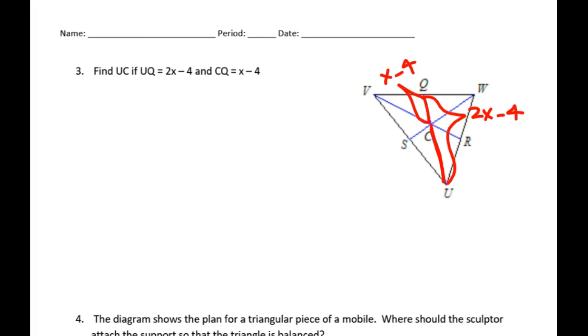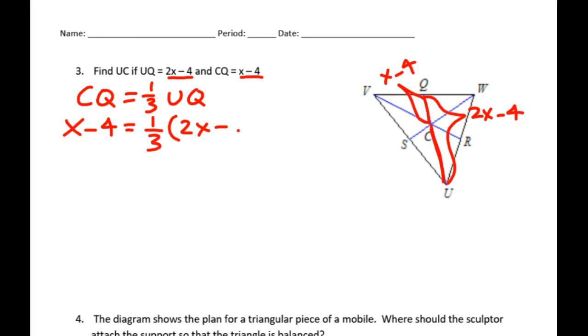So we know, I'm going to make a little statement right here. We know that CQ, the smaller part, is 1/3 of the whole thing, UQ. Okay? Do you all agree? Small part equals 1/3 whole part, right? So what I'm going to do is replace CQ with this, and replace UQ with this. Okay? So let's do that. CQ equals x minus 4, and that equals 1/3 of, and I'm going to plug in UQ, 2x minus 4.